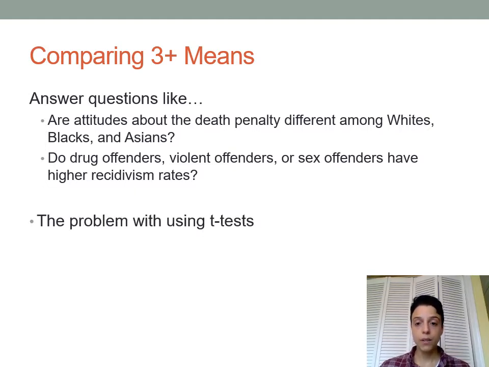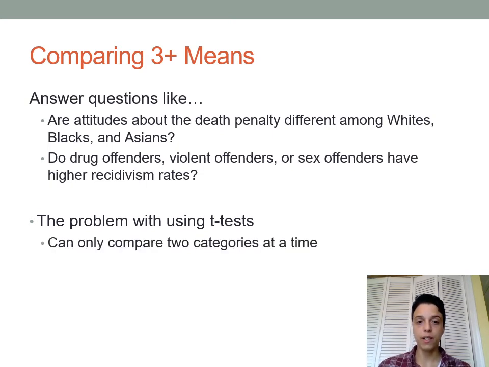And so far in doing hypothesis testing, we've only talked about t-tests. And last week we talked about how you can use a t-test to compare 2 groups to each other. But the problem with using t-tests is that there isn't a version for 3 groups. So you can only compare 2 categories at a time because you're looking at that difference in means, right? So you can only subtract one thing from another thing to find a difference.